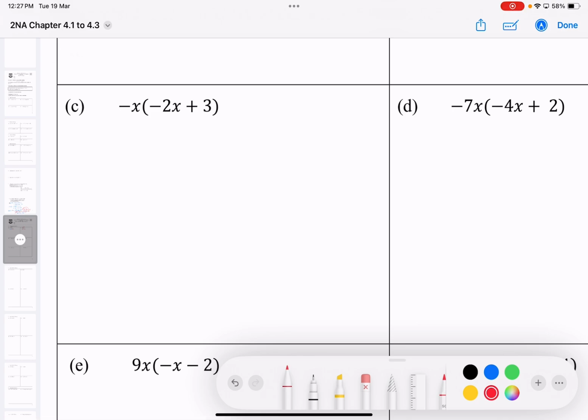Let's try the next one, part C. Negative x times negative x. Negative times negative gives me positive. X times x gives me x squared. So the first one is just 2x squared. The second one, negative x times 3 gives me negative 3x.